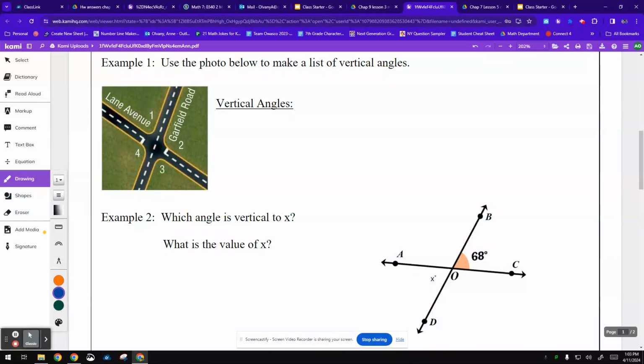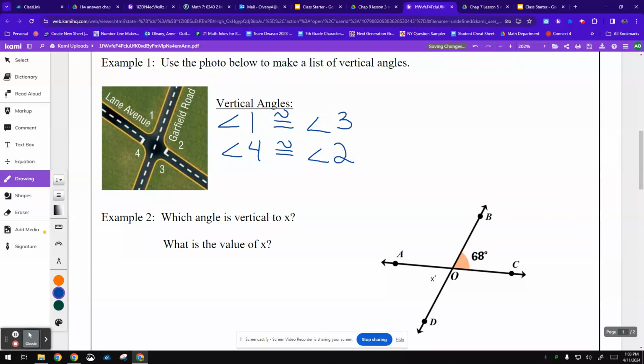Use the photo below to make a list of vertical angles. So this happens in the real world. And I imagine if you're a cartographer or you are a road builder, whatever they call that, you talk about where roads meet and cross and intersect and what kind of angles they are. And so let's list some vertical angles. Angle is congruent to angle. You're so good. An angle is congruent to.